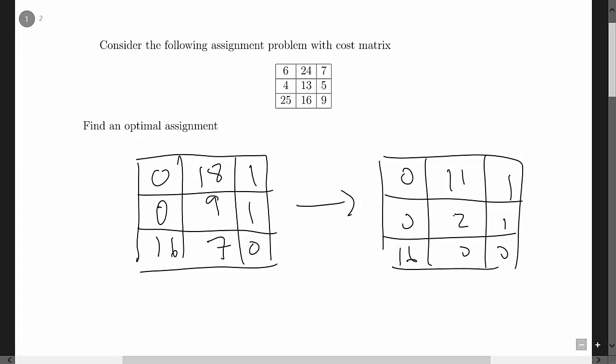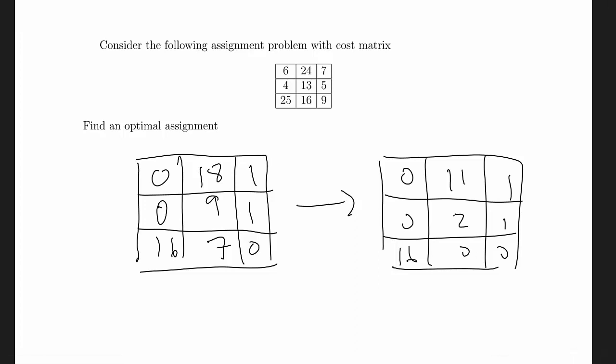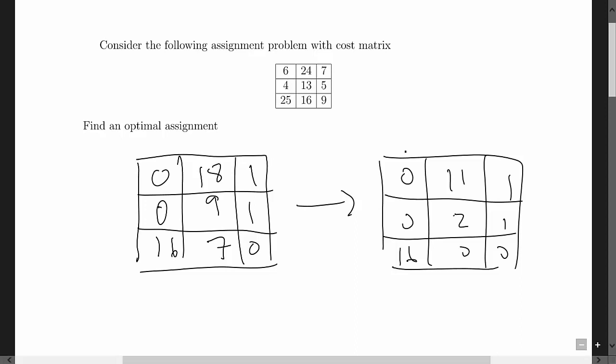Okay, so now we're at the point where there is a 0 in every row and in every column, but I still can't circle 3 zeros such that there's 1 in each row and each column. So what I want to do is I want to create more zeros in this table. And to do that, let me try to cover up all my zeros so that I know which boxes I'm looking for. And now in the remaining boxes, the minimum entry is 1 here.